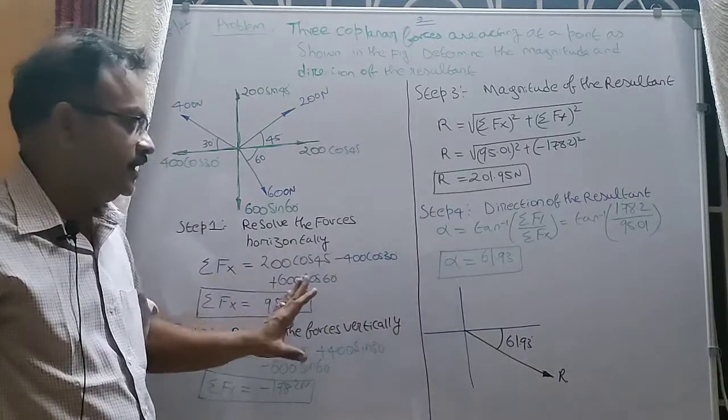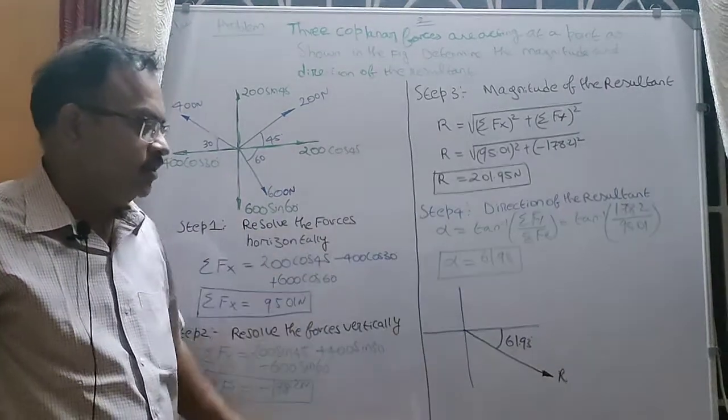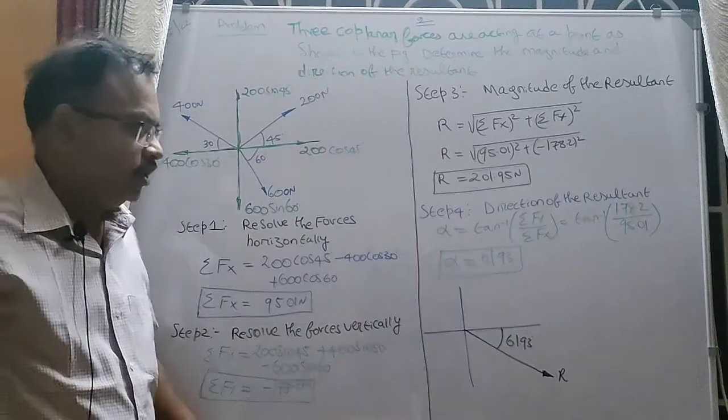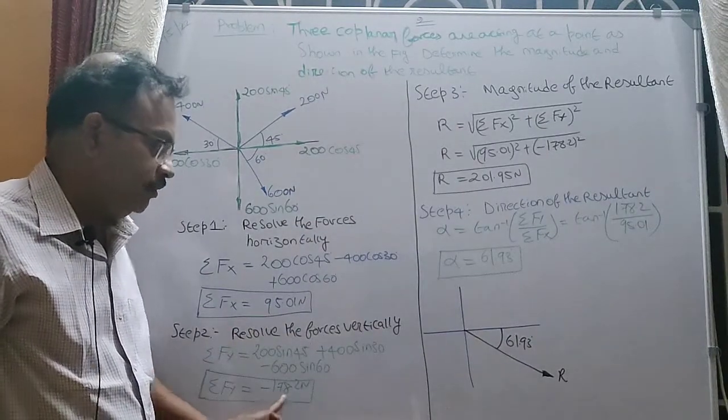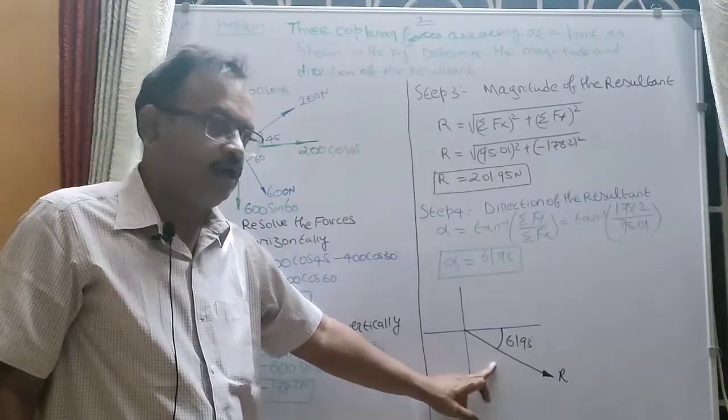Now I am going to represent this resultant magnitude and direction in the force system. Since the Fx value is positive and the Fy value is negative, the resultant is going to be in the fourth quadrant.